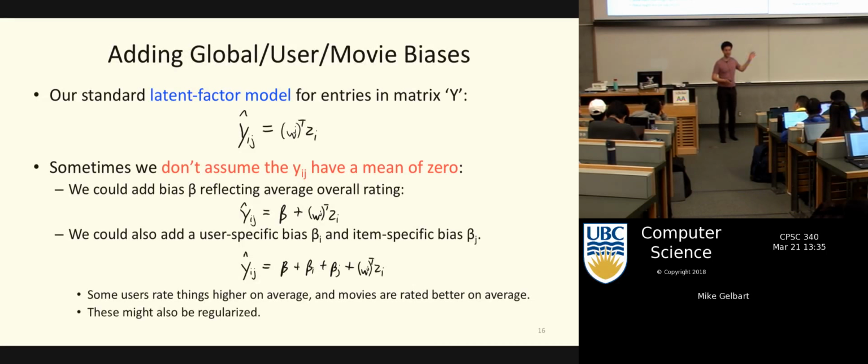So that's not really a big conceptual change. It's just the usual business of adding in intercepts. But we can actually decide to add a lot of intercepts, not just a global one, but one for each user and one for each movie. And maybe we want to regularize those as well if we feel like it's overfitting to have so much flexibility in our model.